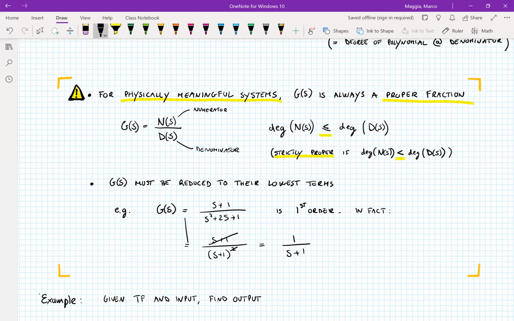Big difference. Okay, so pay attention. If you can simplify, always do that. You have to do that. You have to reduce it to the lowest terms. And only when you do that, you'll find the actual transfer function for the system.